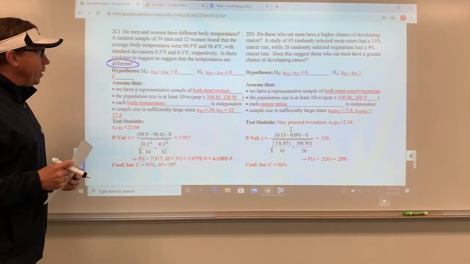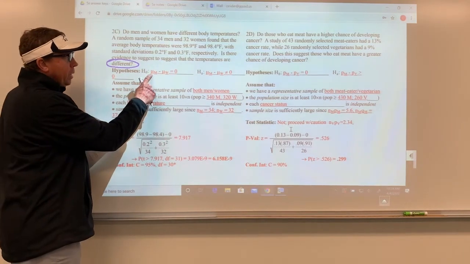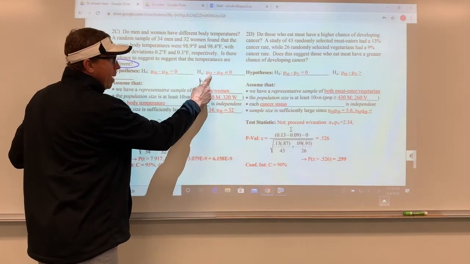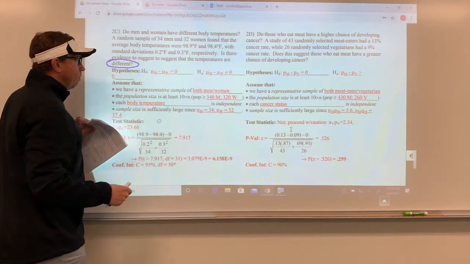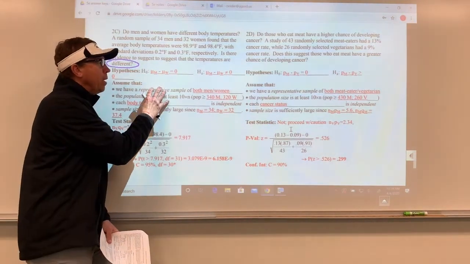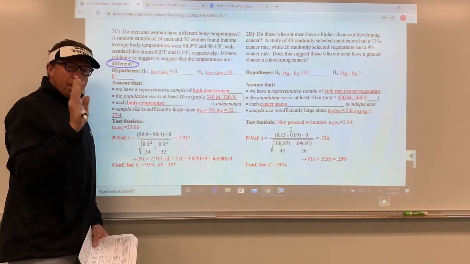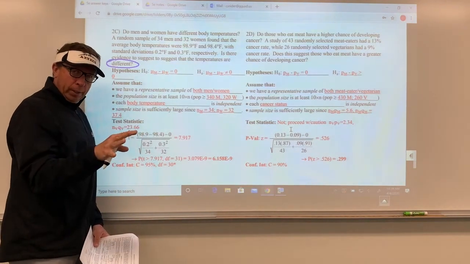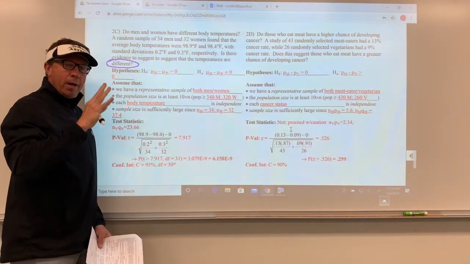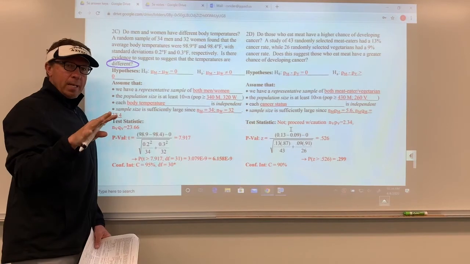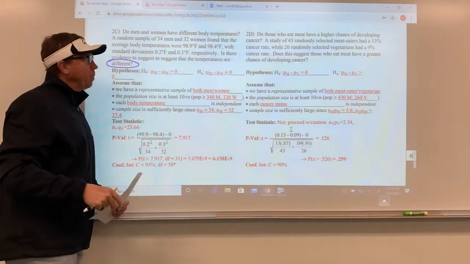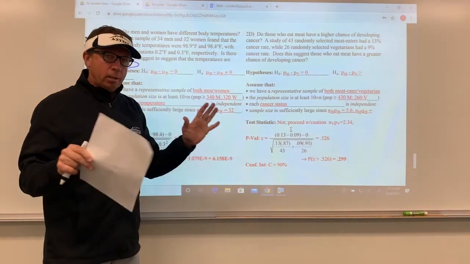So here's how you're going to write your H0 HA. Mu sub men minus mu sub women is 0. Mu sub men minus mu sub women is not 0, okay? I should also point out, the first thing I should have done is ask myself, is this a mean or is this a proportion? And this is clearly a mean. These numbers aren't percentages. They are whole numbers, so they're means. Okay? Is this one sample or two? It's two samples because you're talking about men and women. There's no matched pair here.